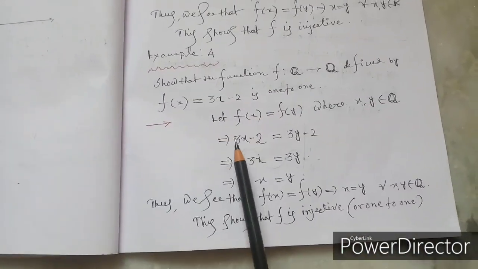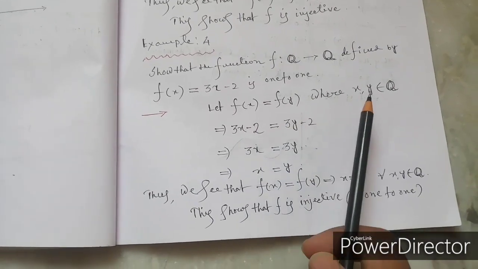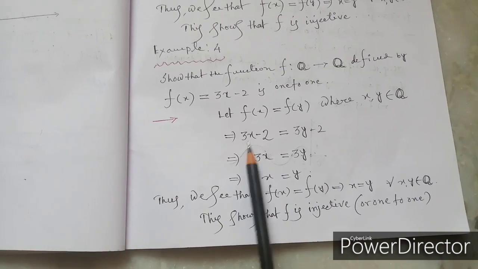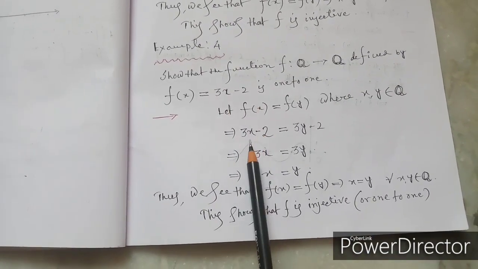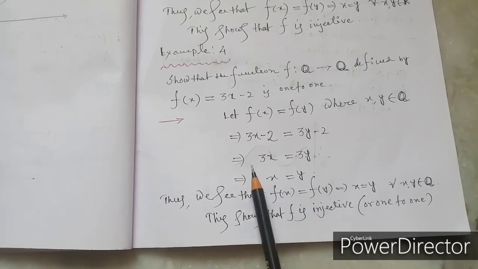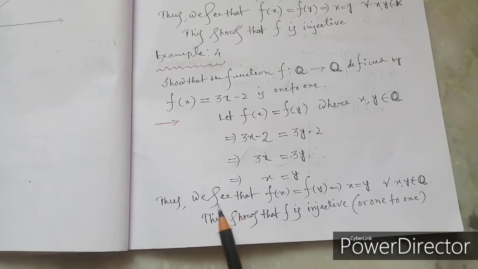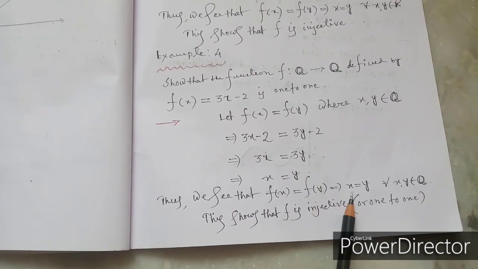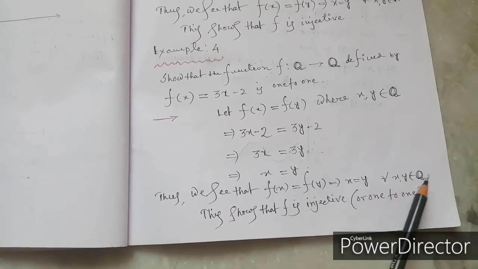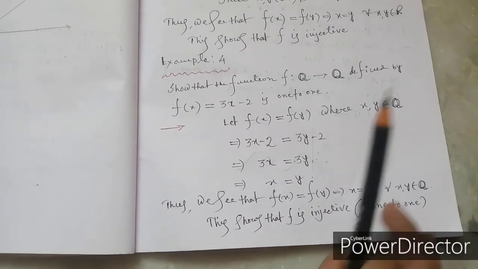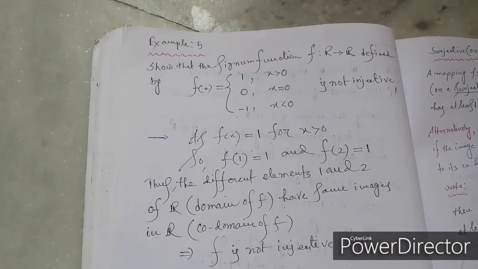How to show it? Let f(x) equal f(y) where x, y belong to Q, that Q is the domain. So f(x) equals what? 3x minus 2. So 3x minus 2 equals 3y minus 2. Minus 2 cancels out. So 3x equals 3y, x equals y. Thus we see that f(x) equals f(y) implies x equals y for all x, y belonging to Q. This shows that it's an injective function or a one-to-one function. This is the procedure.